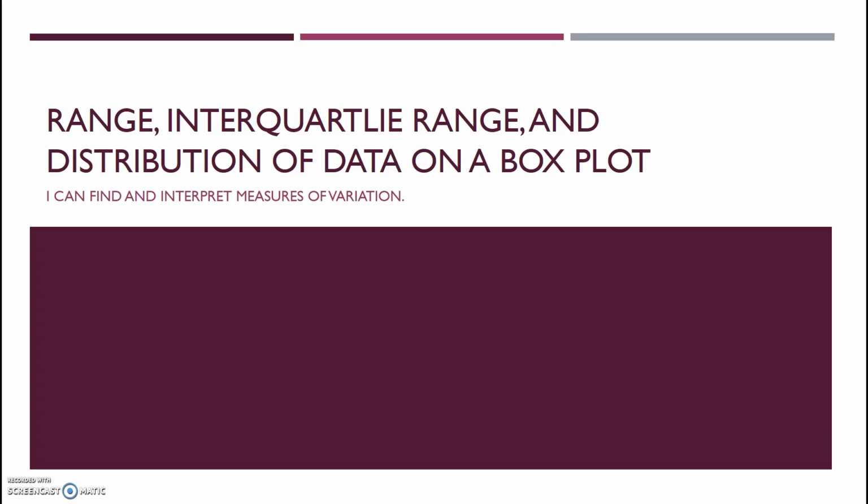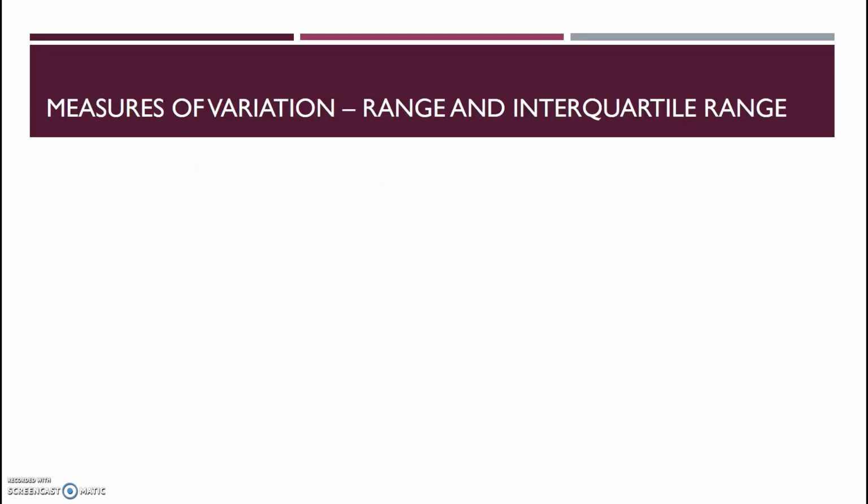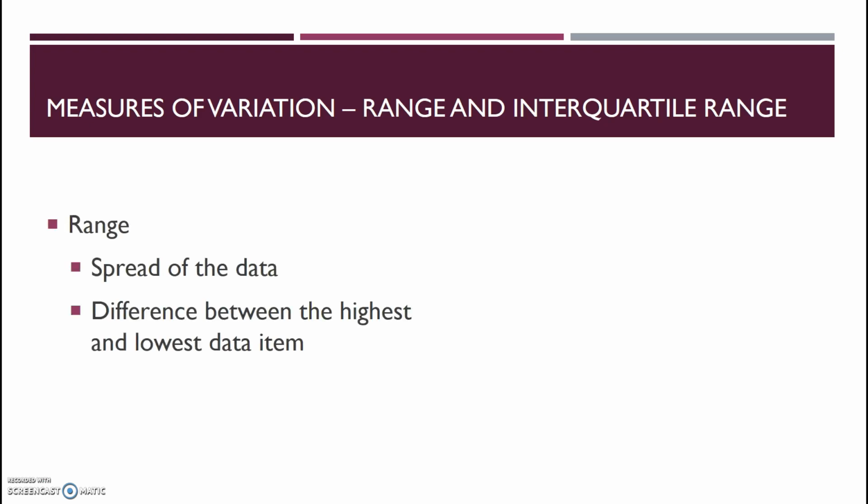So the first question you might be asking is, what is a measure of variation? Well, in sixth grade, we're going to learn two different measures of variation, the range and interquartile range. Now, you already know the range. The range is the spread of the data. It is the difference between the highest and lowest data item. I'm going to take the biggest number, subtract the smallest number, and I get my range.